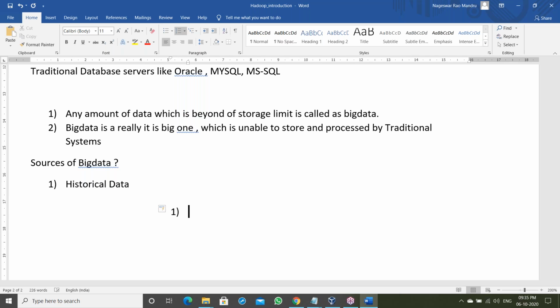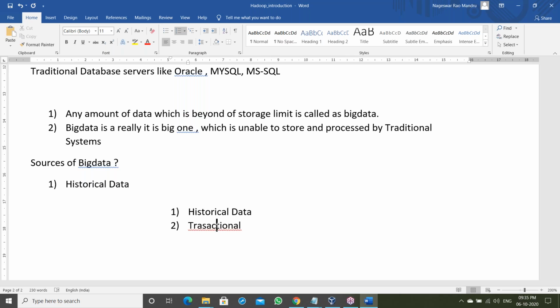Next, one more thing, transaction data. There are two things here. First one, historical data. Next is transaction data.